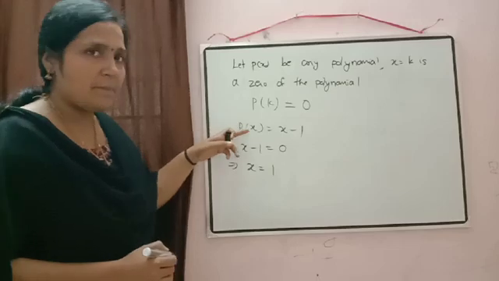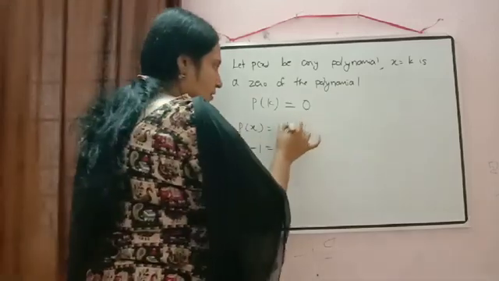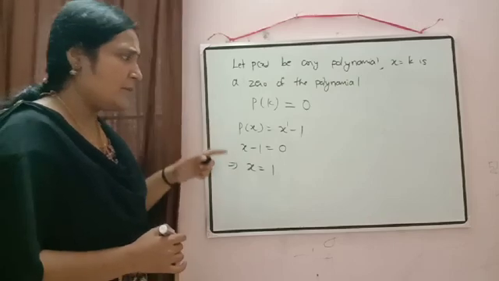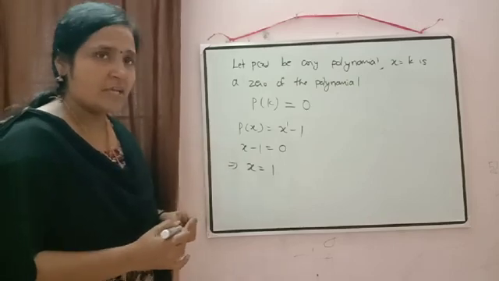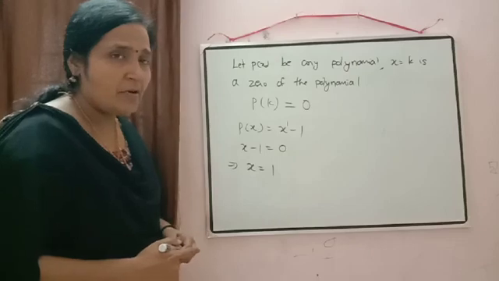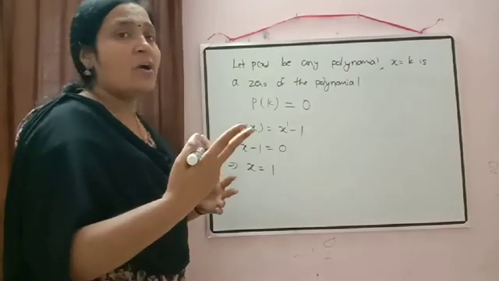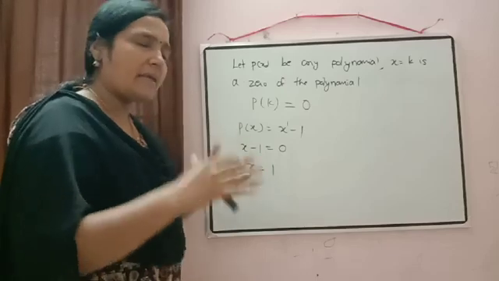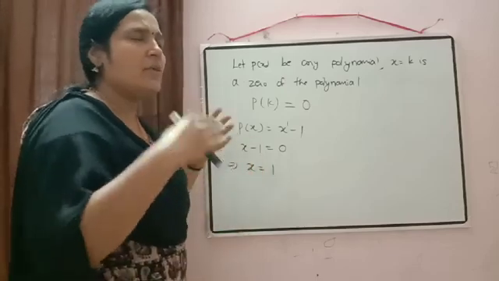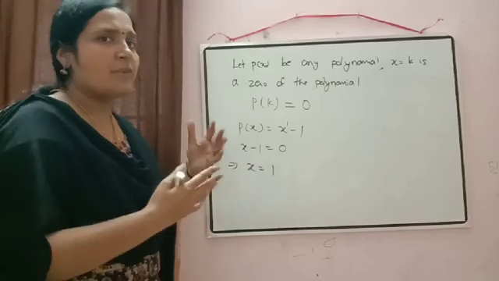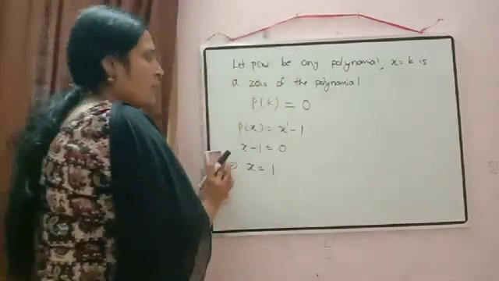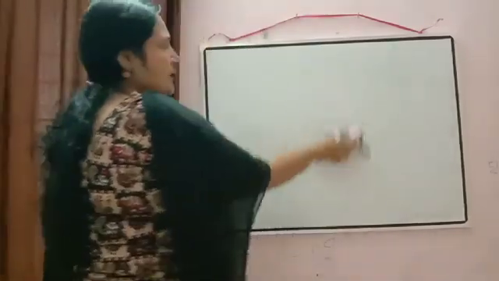What is the degree of this polynomial? 1. So if it is a linear polynomial, it will have maximum 1 zero. If it is a quadratic polynomial, it will have maximum 2 zeros. Zeros are possible, not necessary, but if zeros are there, they will not be more than 2. For a quadratic polynomial, maximum zeros will be equal to 2. For a cubic polynomial, maximum zeros will be equal to 3.